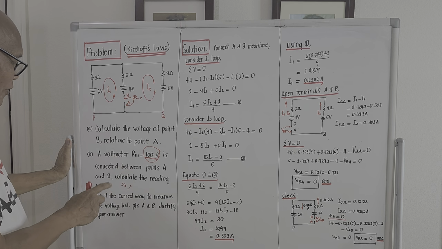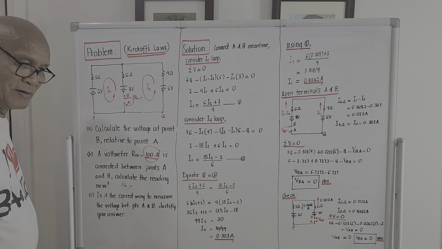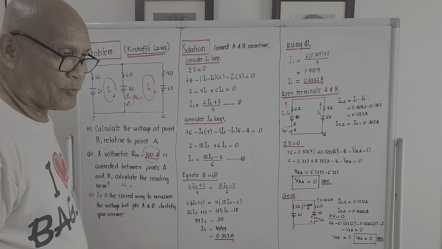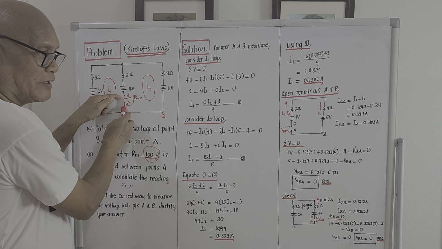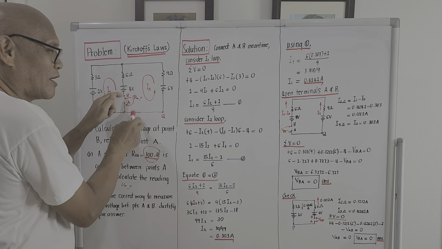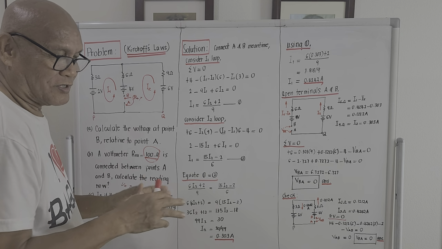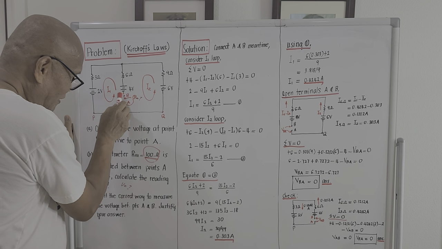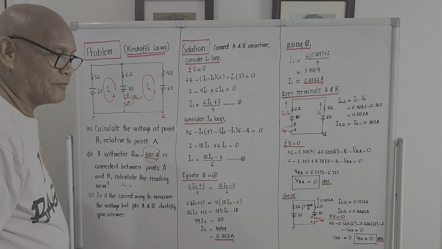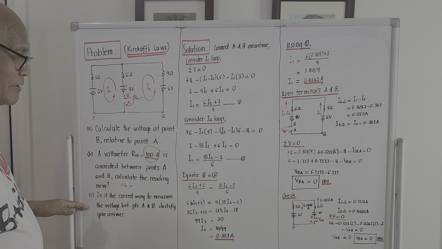Letter C, is it the correct way to measure the voltage between points A and B? Justify your answer. Of course, it's the correct way, right? Whatever voltmeter you will be using here, you could actually interchange the polarity. It doesn't matter because in DC there is a polarity thing, right? So if you put the two terminals here, that's the correct way, right? So I have answered letter C already.